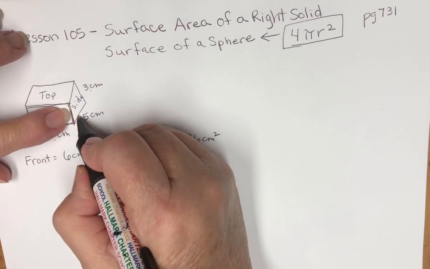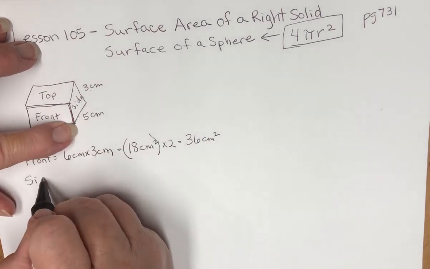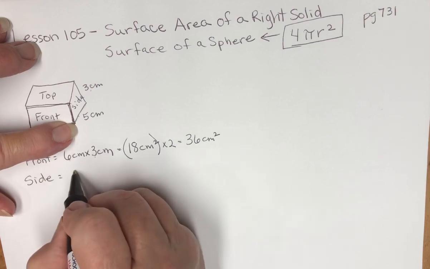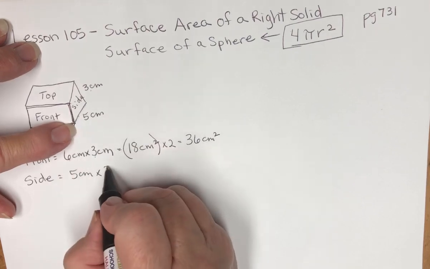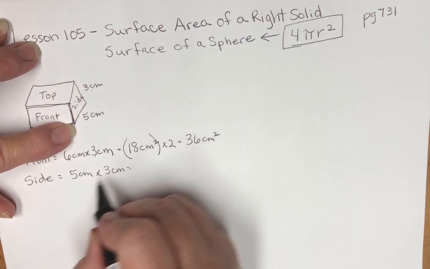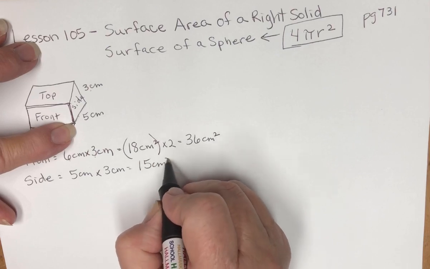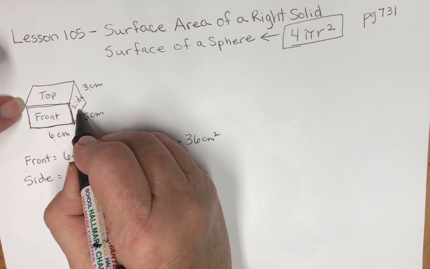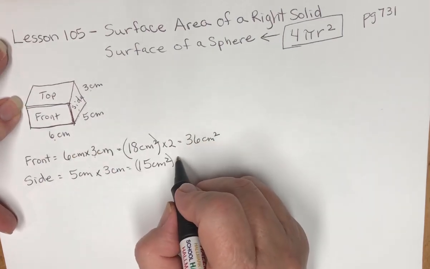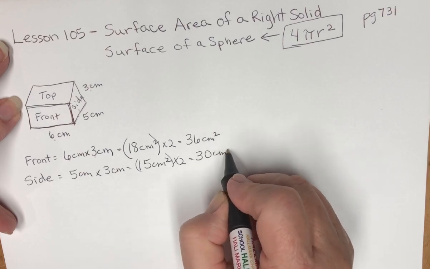Now I'm going to the side. I have the length, which is 5 centimeters, times the height, which is 3 centimeters. So 5 times 3 is 15 centimeters squared. Because I have a side here and a side here that match perfectly, I multiply by 2, and that gives me 30 centimeters squared.